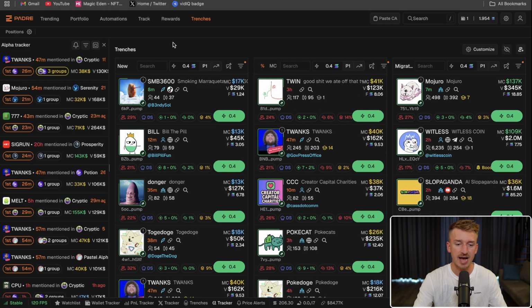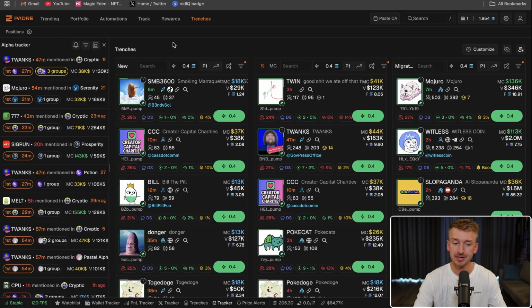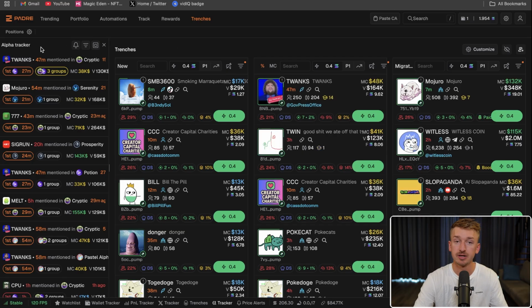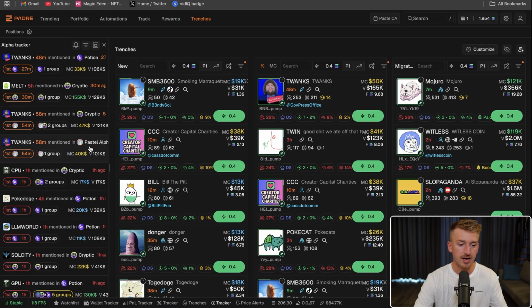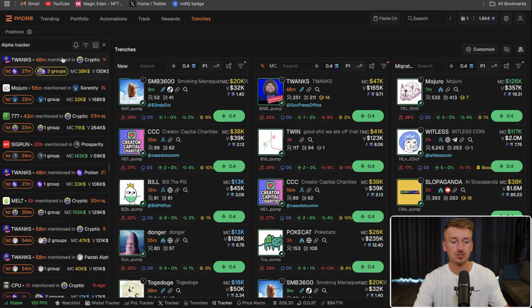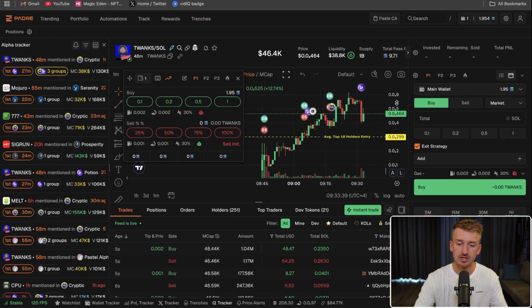But this is what I have my Padre setup looking like at the moment. So you have their alpha tracker, which I find very valuable. This is basically an aggregator that shows you all the tokens mentioned in the most popular paid alpha groups like Potion, Prosperity, Cryptic, Pastel Alpha, etc. So anytime a specific token is mentioned, it shows up right here and you can just click on it and get taken straight to the token.